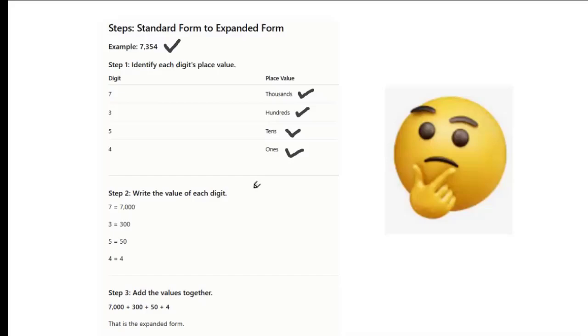Well, then therefore, since the 7 is in the thousands place, the value of the 7 is actually 7,000. The 3 being in the hundreds place, the value of that 3 is 300. Then we have the 5. It's in the tens place, so the value of that 5 is 50. And then the 4 is in the ones place, and it's still valued at 4. Now we put them together with plus signs. We have 7,000 plus 300 plus 50 plus 4. And that's what expanded form is, just expanding those numbers.